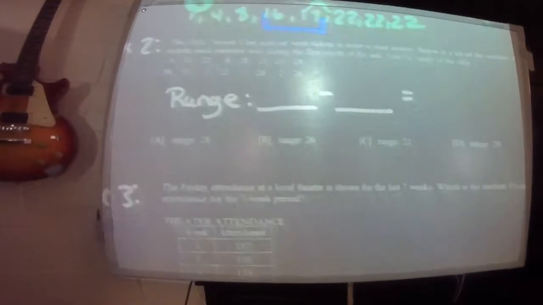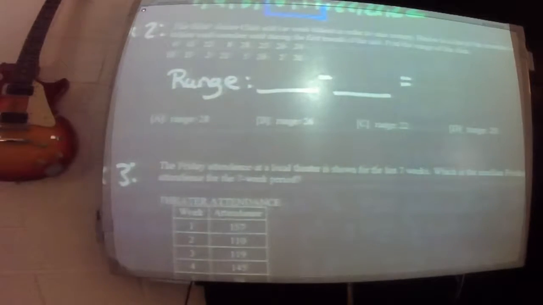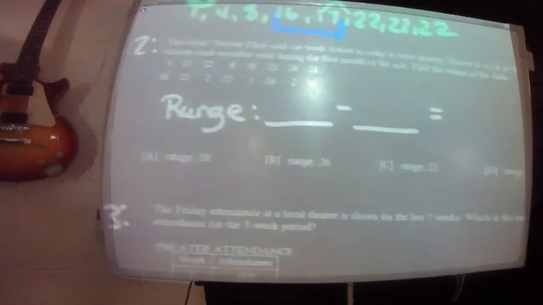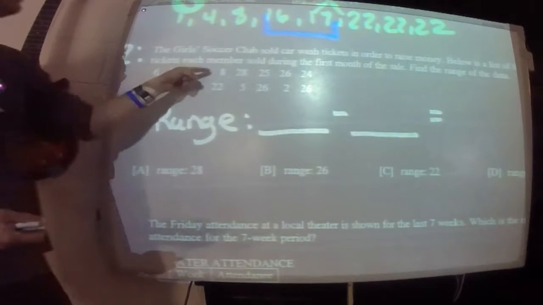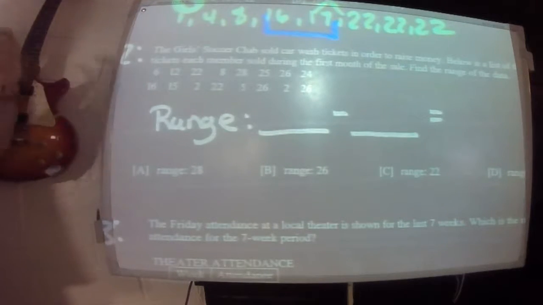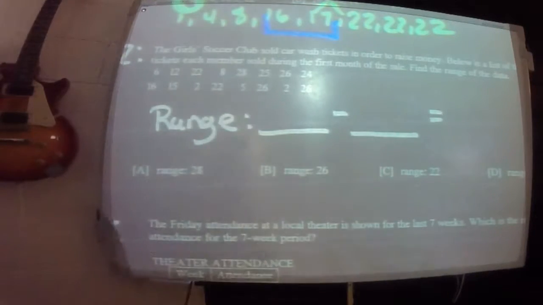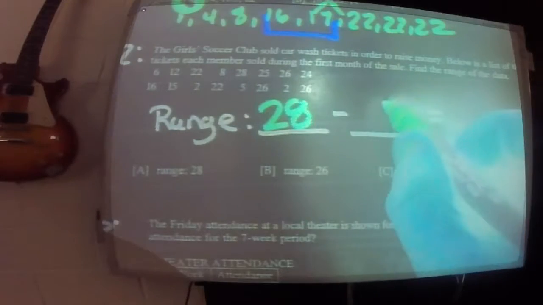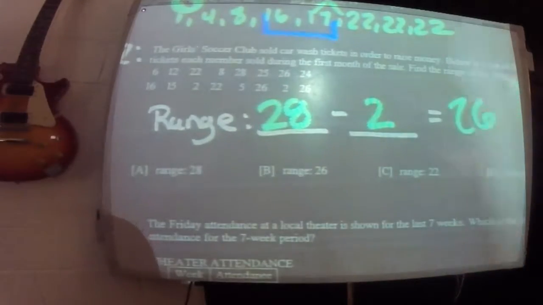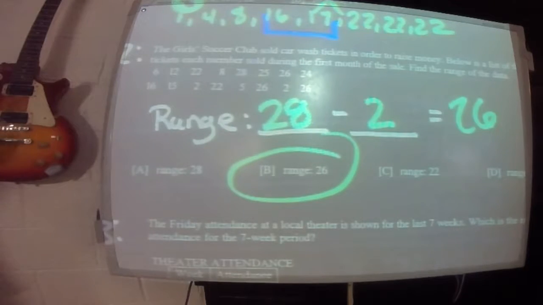Okay, let's look at example 2. We're talking about a girls' soccer club selling car wash tickets. Below is a list of the number of tickets each member sold during the first month of the sale. Find the range of the data. Now, these are all the girls' ticket sales right here. What would the range be? Who sold the most tickets? 28. What was the least number of tickets sold? 2. So we got 26. So our range, very easy question, is 26.